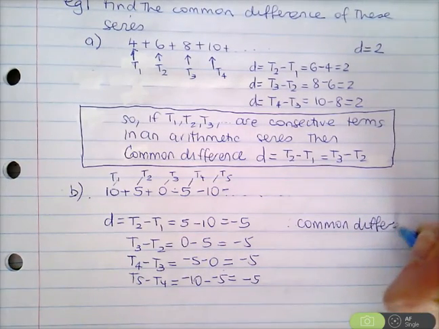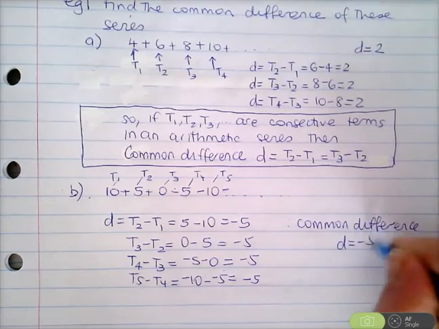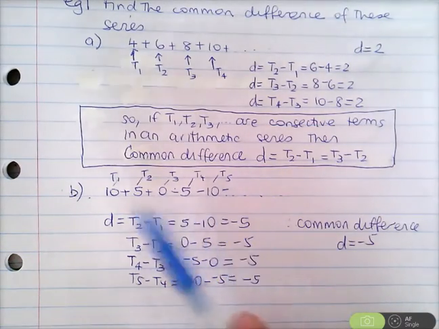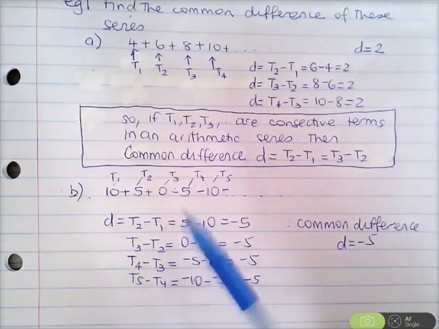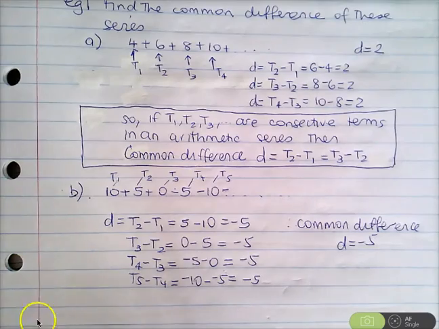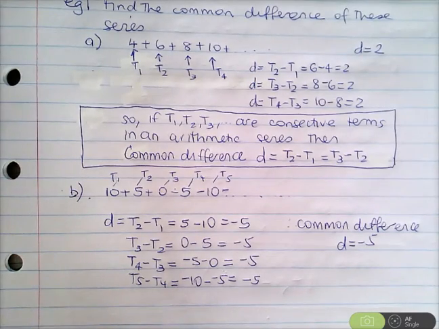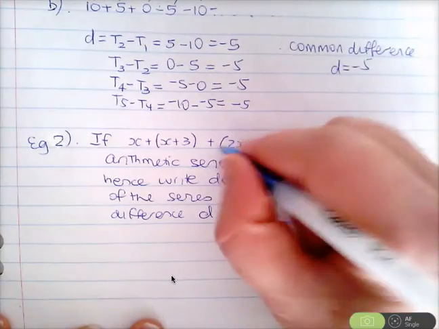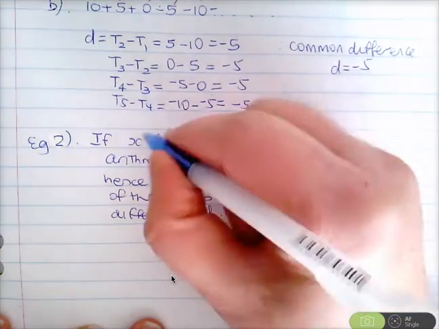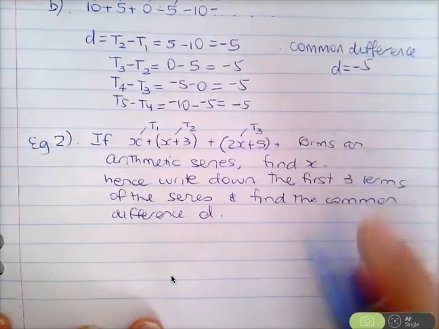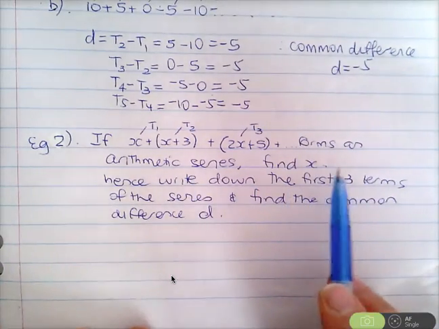Now, of course, you don't have to do that many, but I did that many because we're getting into the negatives here, and I just want to show you how you would work out the common difference if all your terms in the series were negative. For example, x, x plus 3, 2x plus 5, so that's T1, this is T2, and this is T3. If they form an arithmetic series, find x.